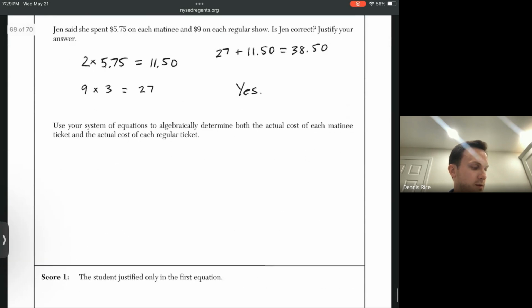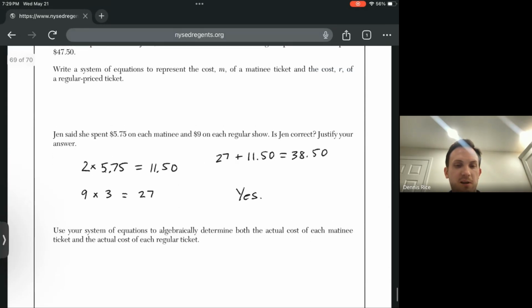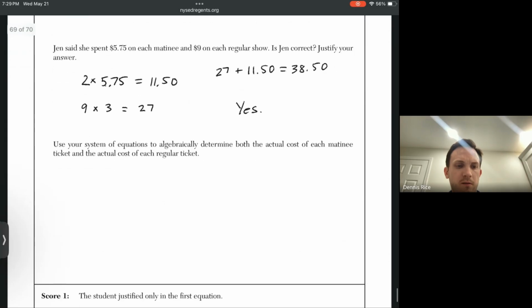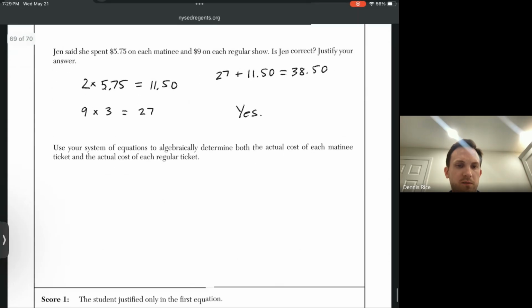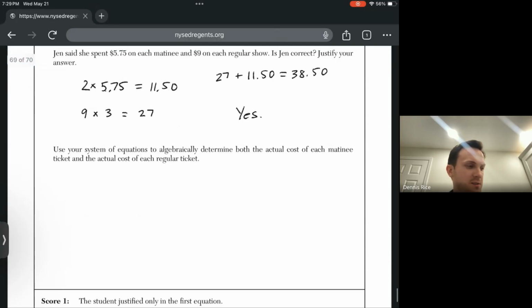Let's see a 1. It's hard to get a 1 on a 6-point question. This got a 1. Huh. The student only justified in the first equation. Wow. Left everything else blank. 1 out of 6.